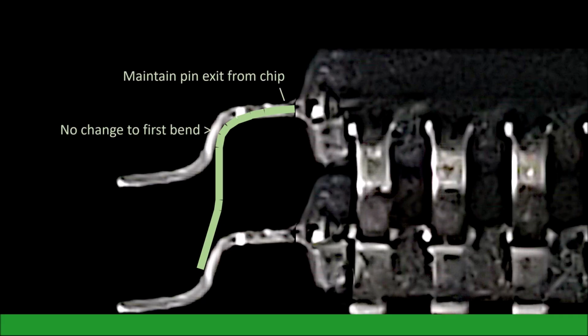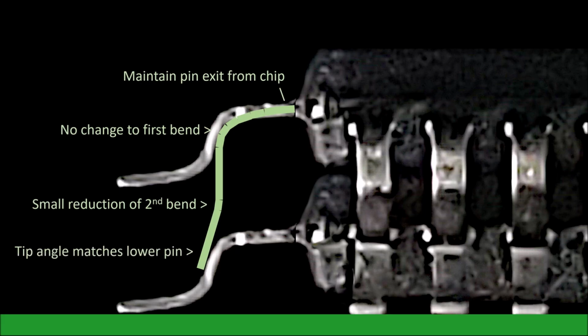Onward to the solution, which is to redraw the segmented line shown here in green. What we see is that the exit of the pin from the chip is maintained, so there is no undue stress. I was also able to maintain the bend radius of the first bend, so no change there. I did unfold the second bend some, such that the tip of the pin aligns with the same angle as the lower RAM pin. This is going to make it easier to solder the pins together.